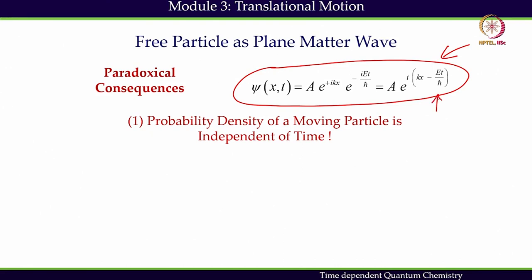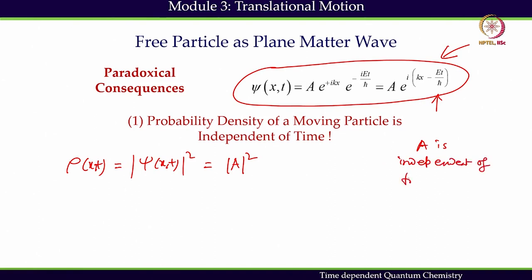If this is the wave function which is representing the free particle which is moving, then let's find out the density for this wave function. What would the density of the particle be? That's going to be ψ(x,t) absolute square, which is nothing but A square. A is independent of time. So, density is becoming independent of time.